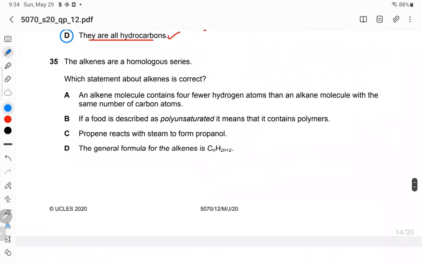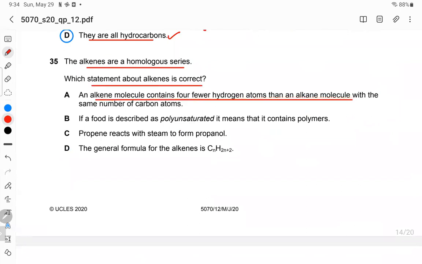Okay, now question number 35. The alkenes are a homologous series. Okay, let me check. Which statement about alkenes is correct? An alkene molecule contains 4 fewer hydrogen atoms than an alkane molecule with the same number of carbon atoms. Is this statement correct? No, sir, because alkene molecules have only two fewer hydrogen atoms.